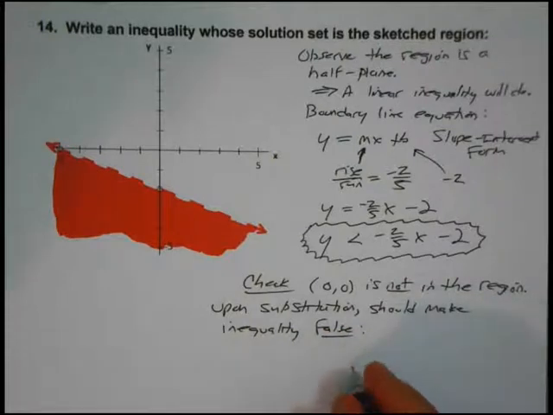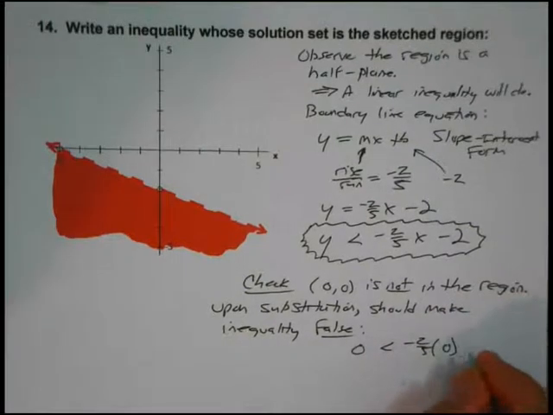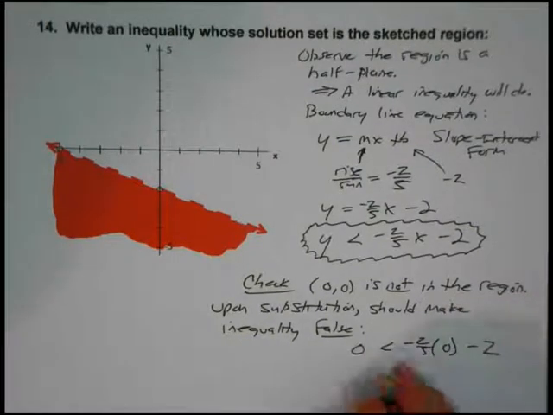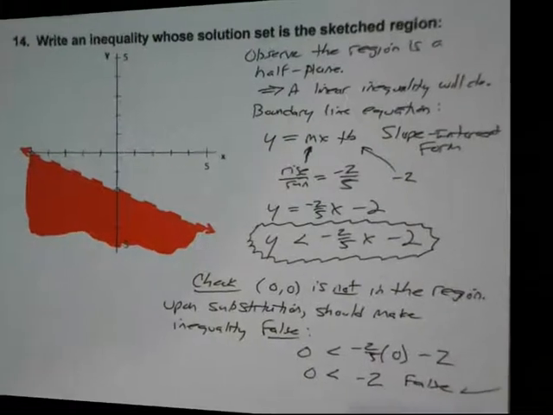Alright, here goes our substitution then. 0 for y less than -2/5 times 0 for x minus 2. This simplifies to 0 less than, that's just 0, minus 2 is there. Is 0 less than -2? No, think of the number line. -2 is less than 0, in fact. So this is false. But that's just what we wanted to see, since 0, 0 is not in the region and not a solution. Okay, looks good.